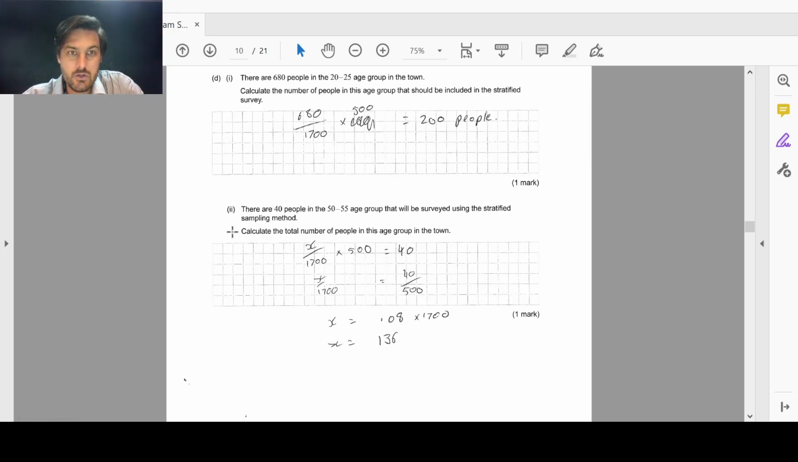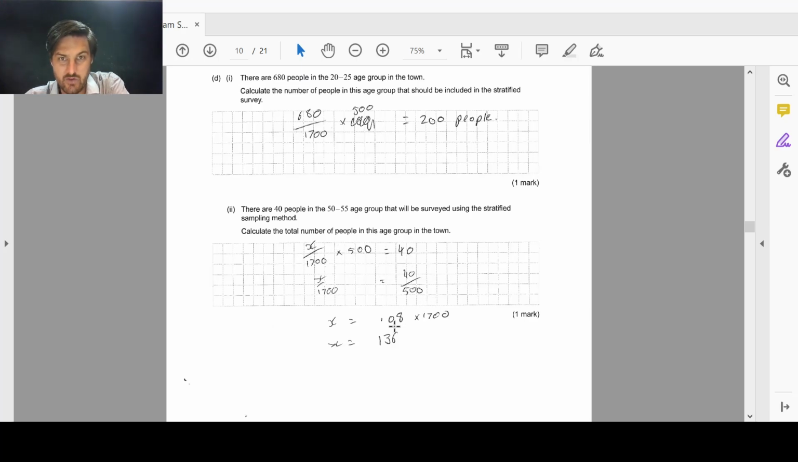All right. So there are 40 people in the 50 to 55 age group that will be surveyed using the stratified sampling method. Calculate the total number of people in this age group in the town. All right, so what we've got to do is work backwards here. So it's given us the amount of people that they want to survey. We know everything else. We know we want 500 people surveyed in total. There are 40 people from this particular group that we're going to survey. There are 17,000. Again, I've done 1,700 instead of 17,000, but this is how you would actually sort of set it out. So what we do is just work back from there.